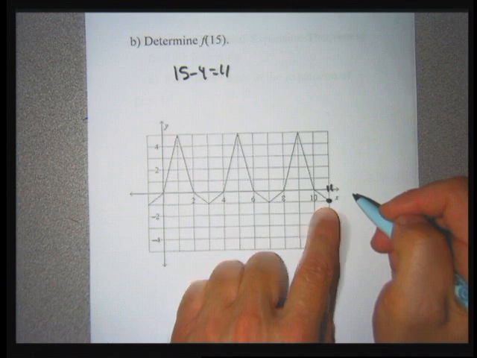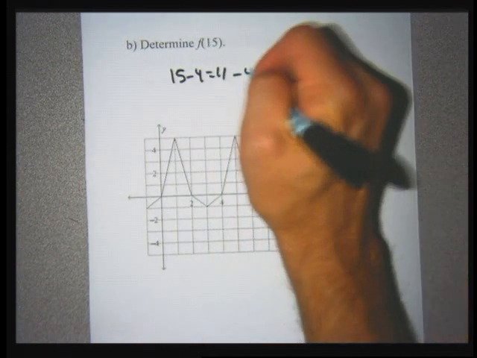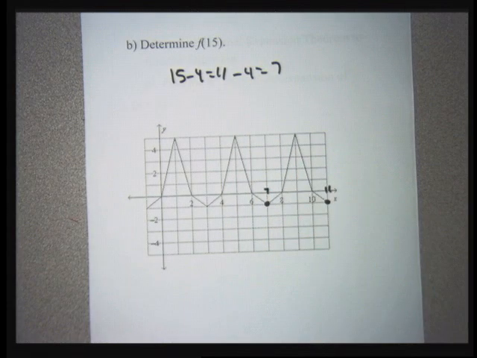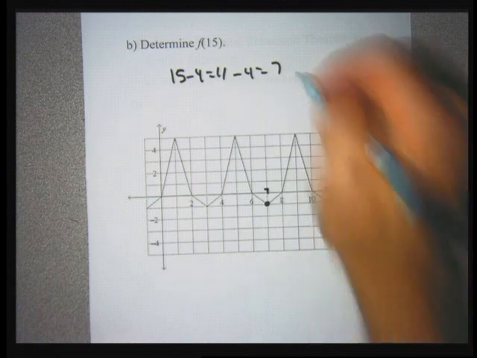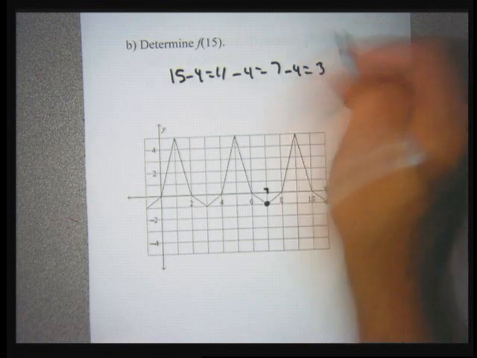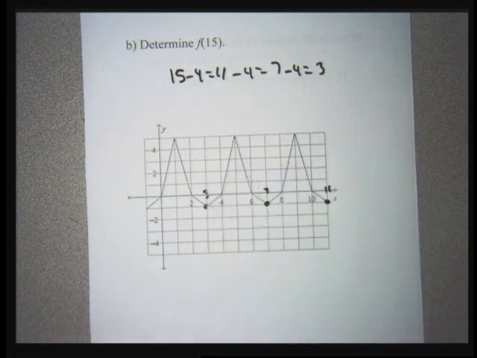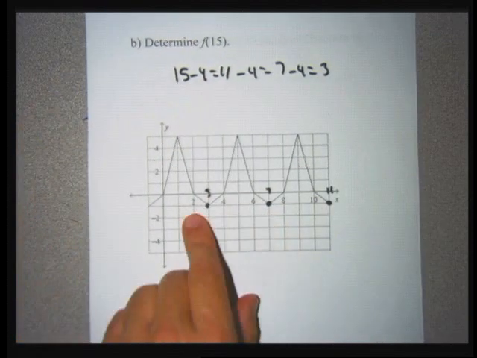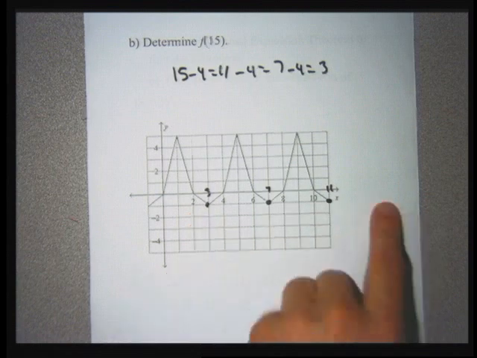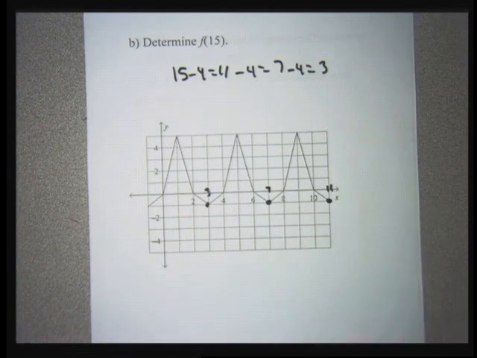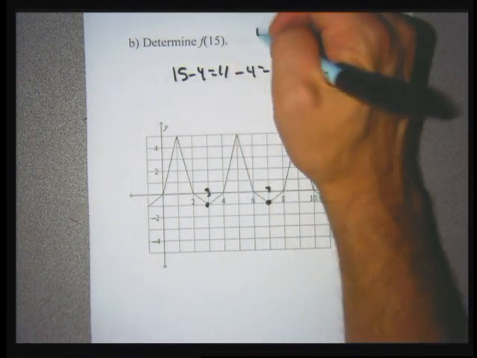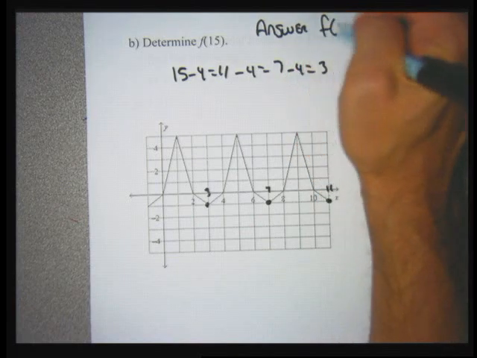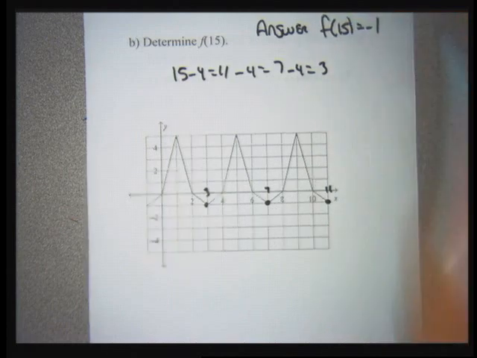Just to make sure I didn't mess up, let me take this 11 and go minus 4 and I get 7. Here's 7 and the y value at 7 is negative 1. If I subtracted 4 again, I'd get 3, and the y value at 3 is negative 1. So at 11, 7, and 3, which are all 4 apart, and 15, the y value should be negative 1. My answer to part B should be f of 15 equals negative 1.